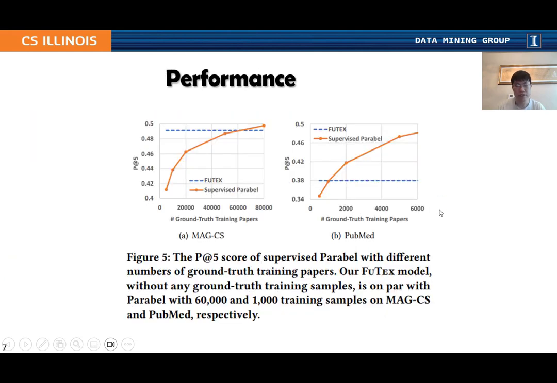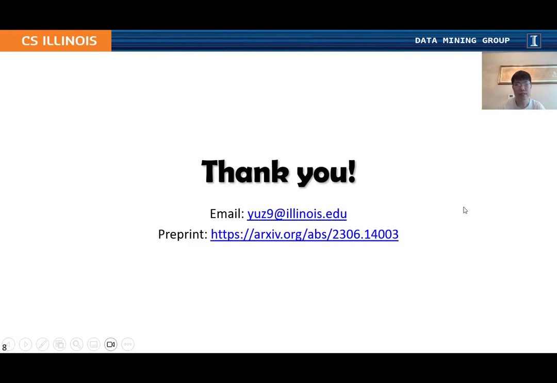So our FieldText framework outperforms many competitive scientific paper classification approaches, and more importantly, without any ground truth training samples, it is on par with supervised classifiers with 60,000 and 1,000 training samples on our two datasets, respectively. For more details, please refer to our paper.